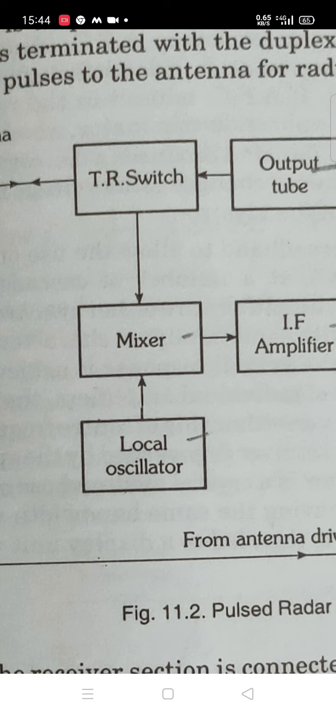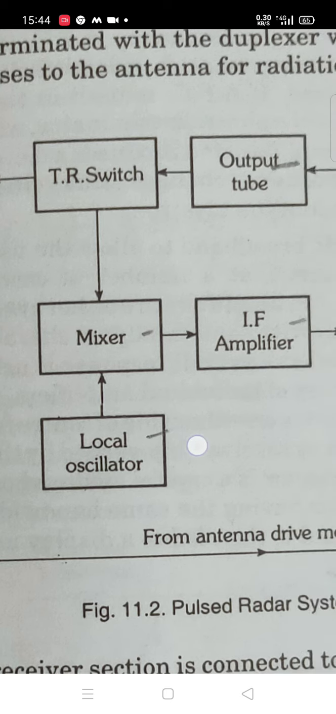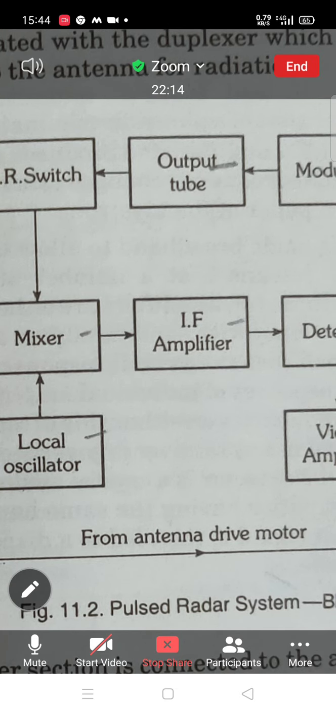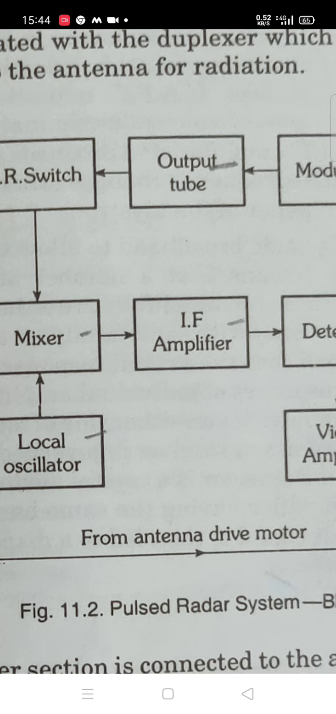The IF amplifier operates at 30 or 60 MHz or a nearby frequency. If a crystal mixer is the first stage, the IF amplifier should be a low noise device to ensure that the overall noise figure of the receiver does not deteriorate to a great extent.